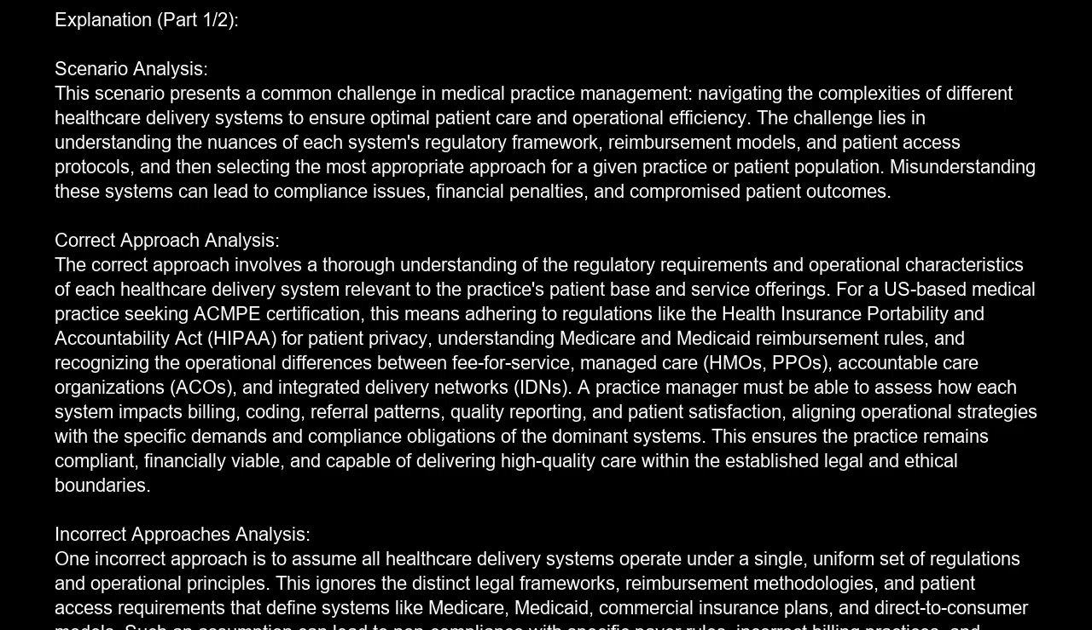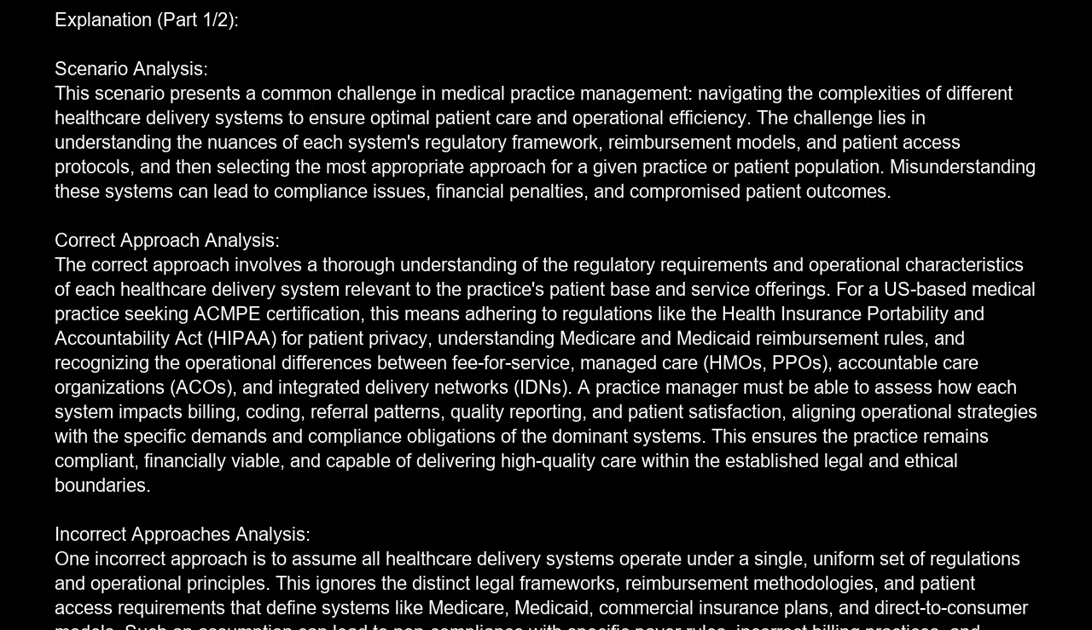The challenge lies in understanding the nuances of each system's regulatory framework, reimbursement models, and patient access protocols, and then selecting the most appropriate approach for a given practice or patient population. Misunderstanding these systems can lead to compliance issues, financial penalties, and compromised patient outcomes. Correct approach analysis. The correct approach involves a thorough understanding of the regulatory requirements and operational characteristics of each healthcare delivery system, relevant to the practice's patient base and service offerings.